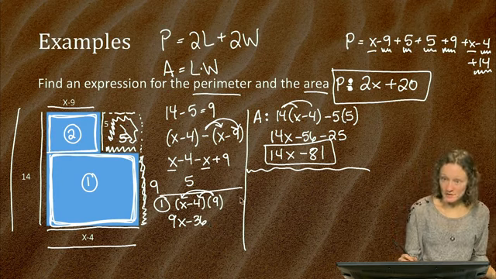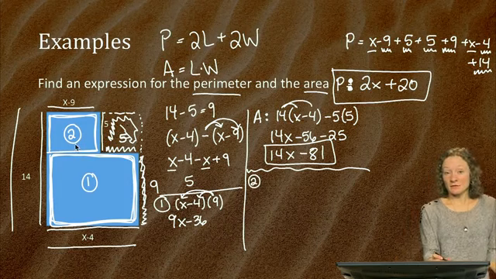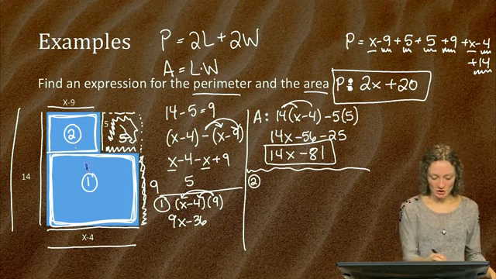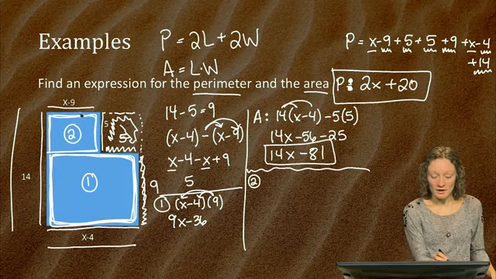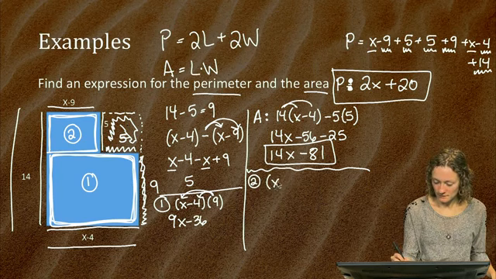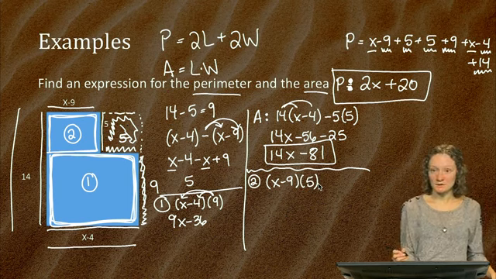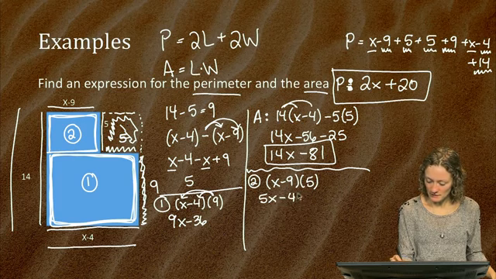Then the area for the second kind of chunk of this rectangle, of this shape, is at the top here, and its length and width are x minus 9 and 5. So we can multiply these together. We get 5x minus 45.